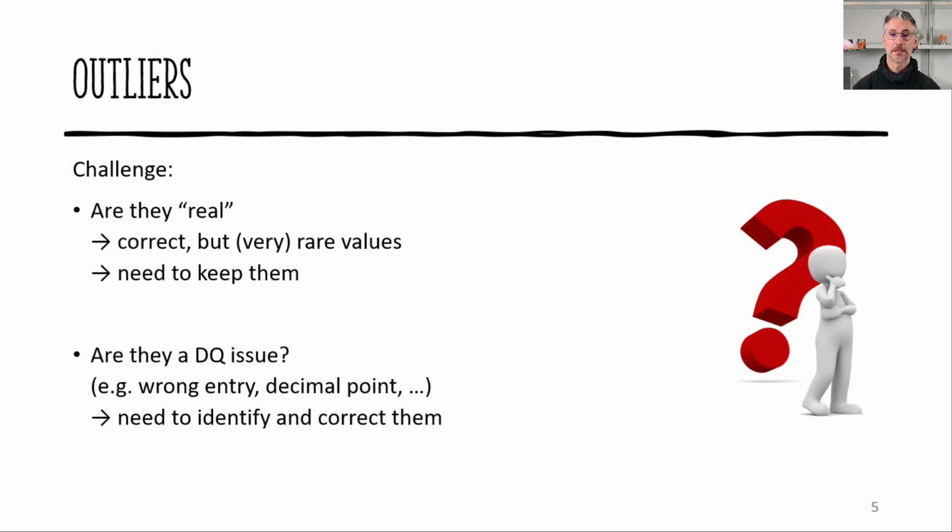We already mentioned outliers, so here we have a specific challenge. Are those outliers real in the sense that they're correct values but just very rare? Then we need to keep them. Or are they a data quality issue, like we have a wrong entry, a wrong decimal point and so on? Then we need to identify this and correct them. The key question is, how do we make sure that we treat them in the right way?